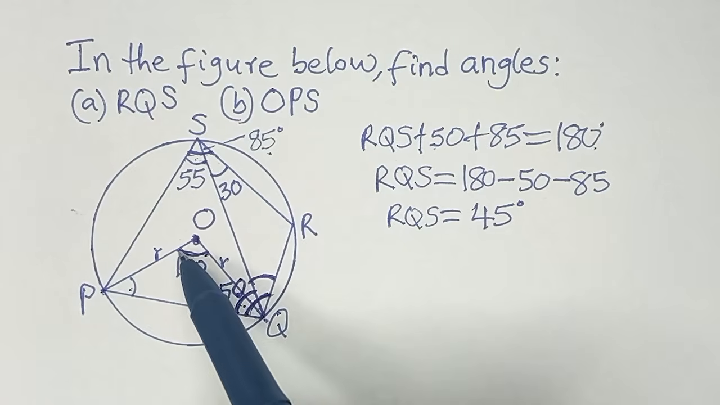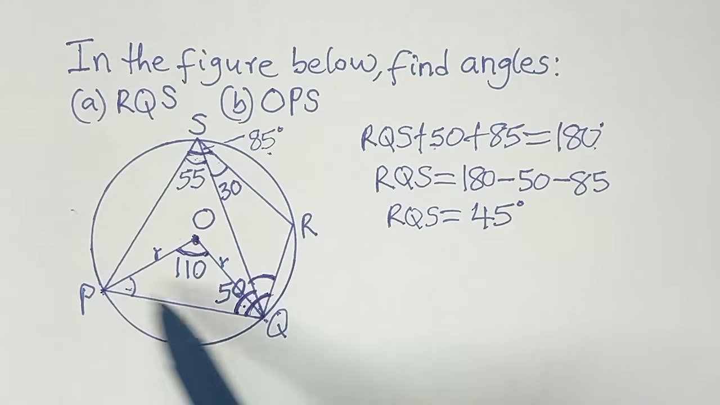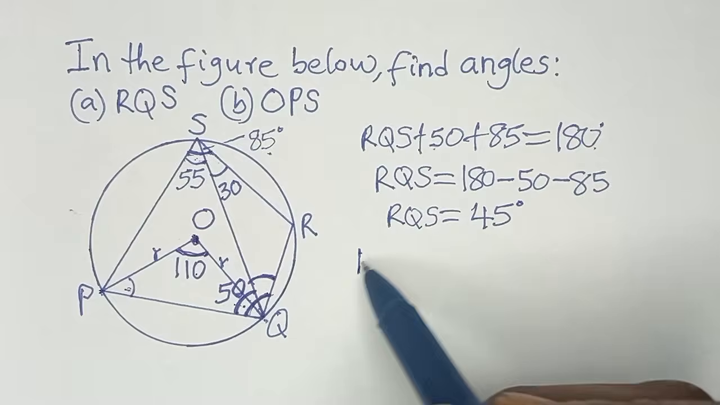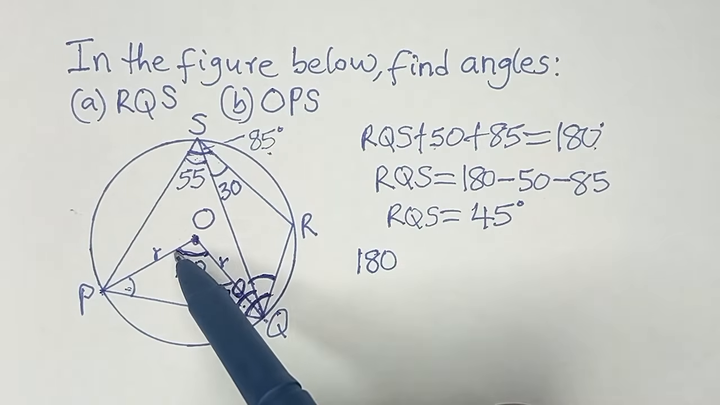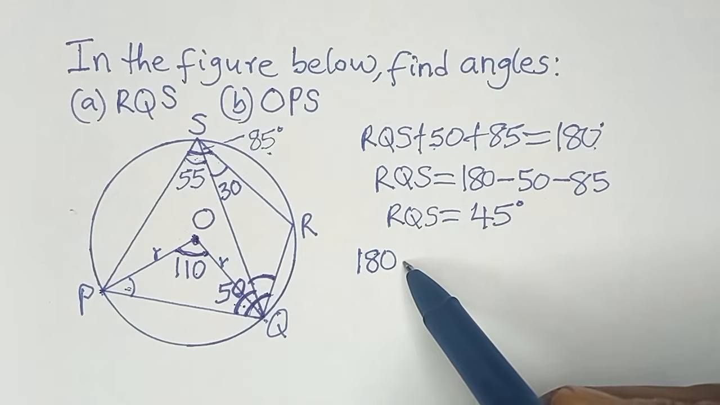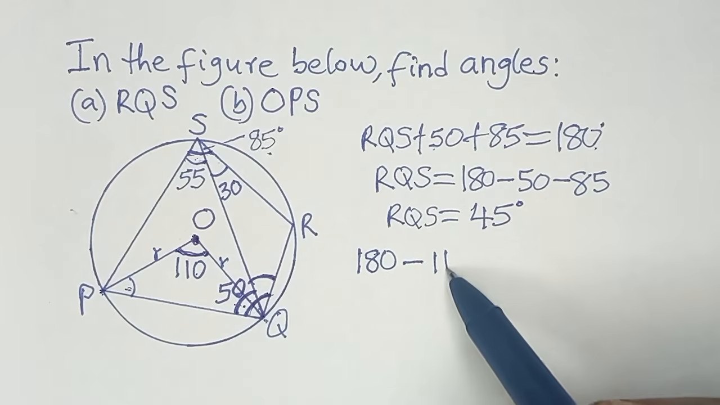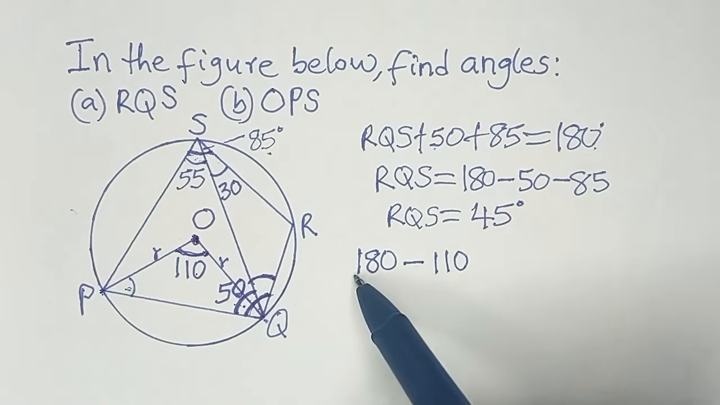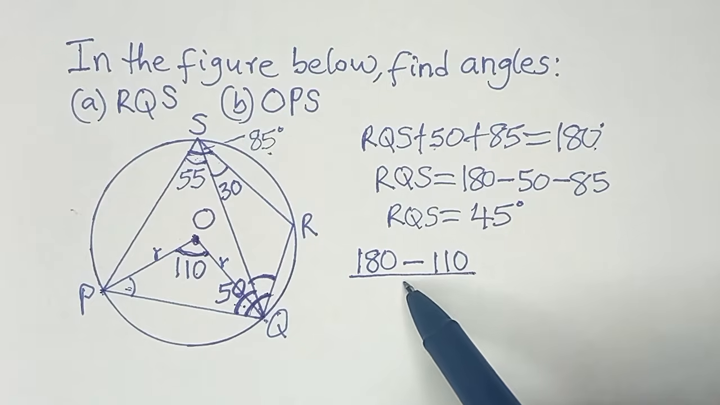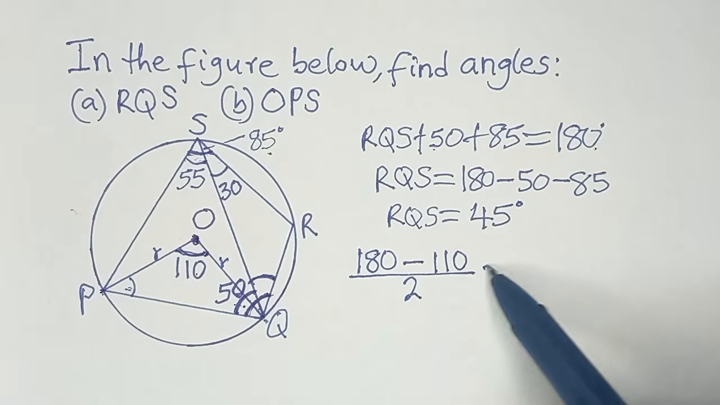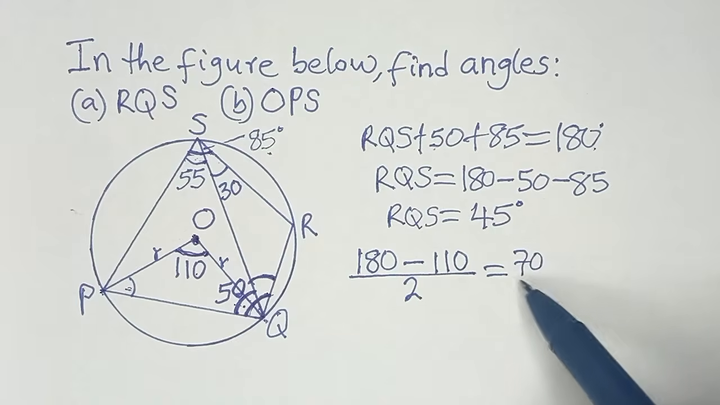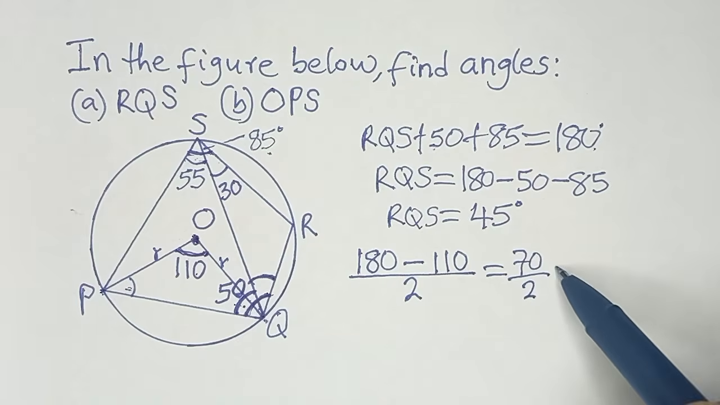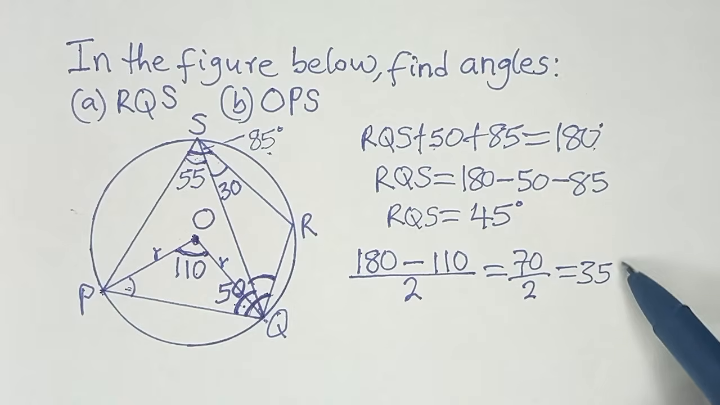So once you have the vertical angle, to get each of these two base angles, what you need to do is simple. Just take 180, because the sum of angles in a triangle is 180. Now subtract this vertical angle from 180. So I'm going to say 180 minus 110, and then whatever you get, you divide it by 2. 180 minus 110 will be 70. 70 divided by 2 is going to give us 35 degrees.